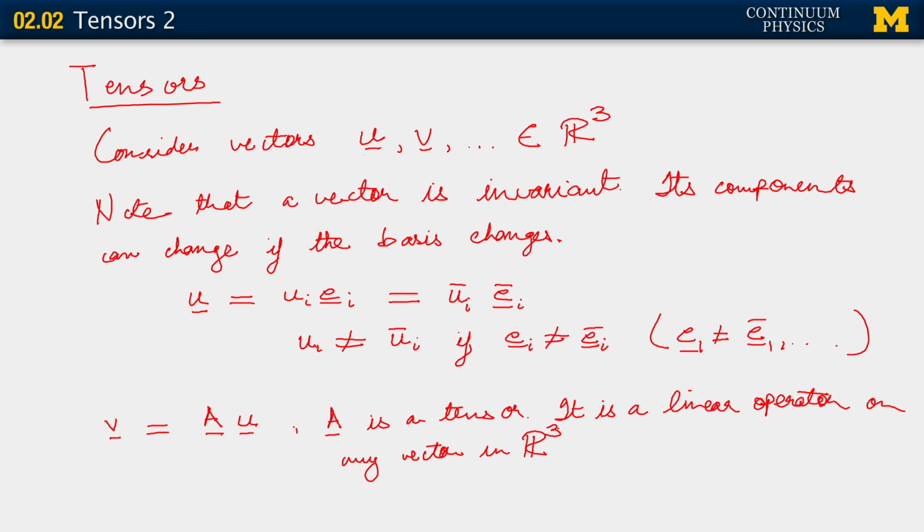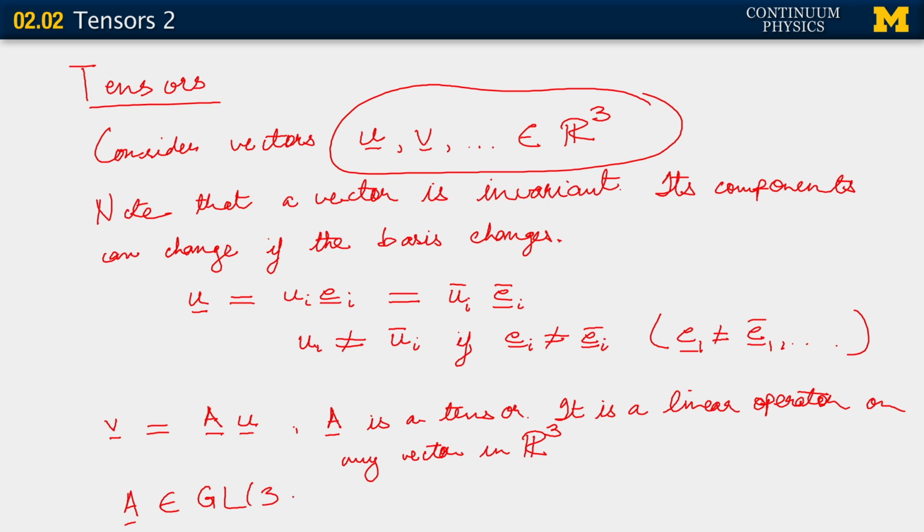Now, just as we write our vectors u, v, and so on as belonging to a space R3, we introduce the notion of a different mathematical space for tensors. We will say A belongs to a mathematical space. Now, this is not like three-dimensional space. It's a mathematical space that we denote as GL3. GL3 is the group of general linear operators on vectors in R3. The 3 in GL3 refers to the 3 dimensions in R3. Okay?